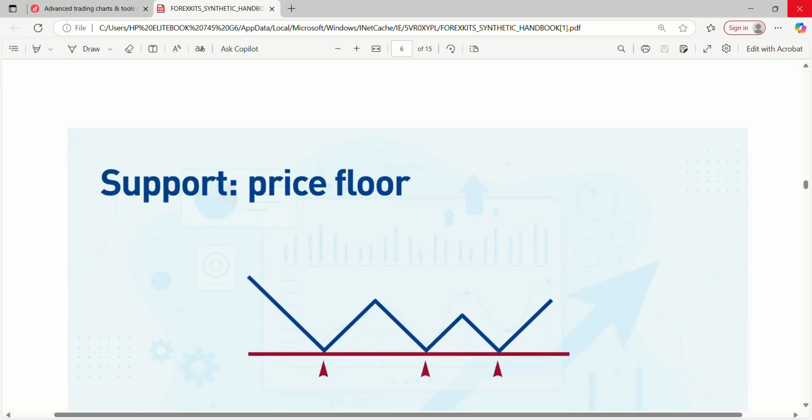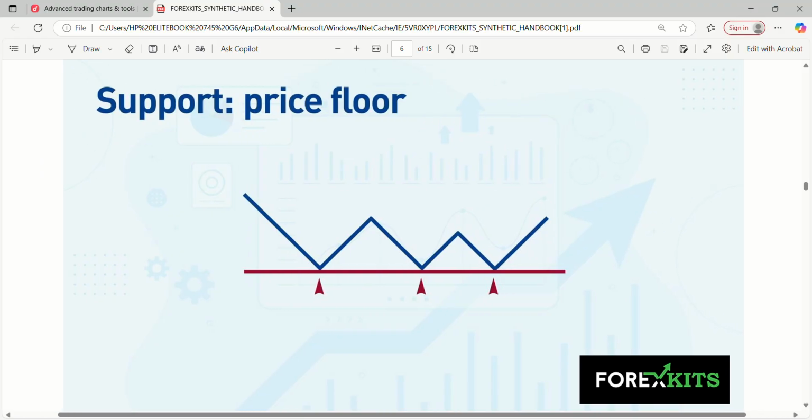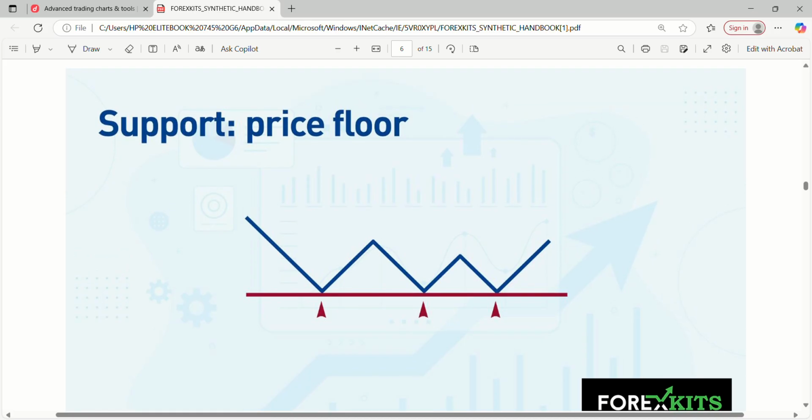Looking at this diagram, let me use my cursor so that you can follow me. This is the floor level, and you can see how it has 3 touches, 3 points on the screen, and how the market bounces off of the support level. That support level you can just call the price floor, right?